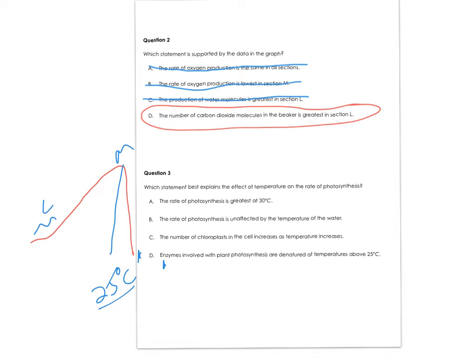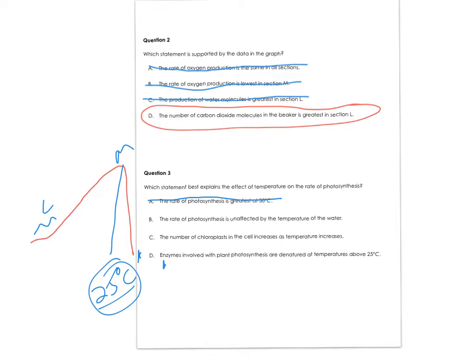Which statement best explains the effect of temperature on the rate of photosynthesis? The rate of photosynthesis is greatest at 30 degrees. Well, no, the rate of photosynthesis was greatest at 25 degrees, the peak of the graph. So this is not correct.